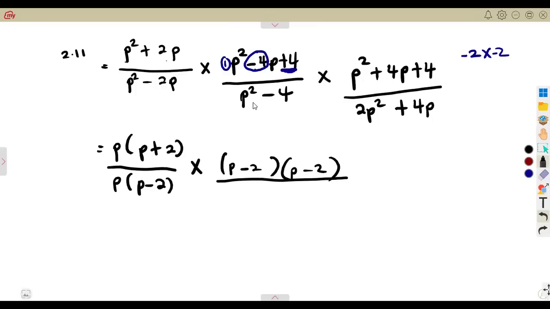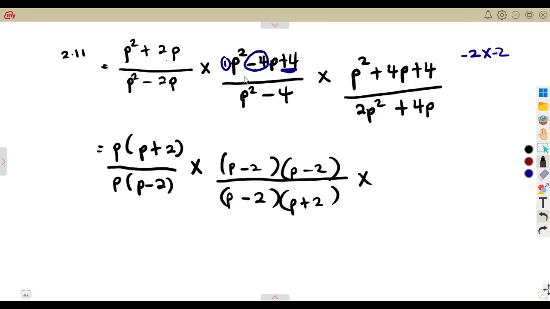P squared minus 4, that's a difference of 2 squares. That's a perfect square, a perfect square. So remember your difference of 2 squares. The square root of p squared, it's p. P here. Then you're going to have minus the square root of 4, which is 2. Remember, the other bracket subtracts, another one adds from our difference of 2 squares.